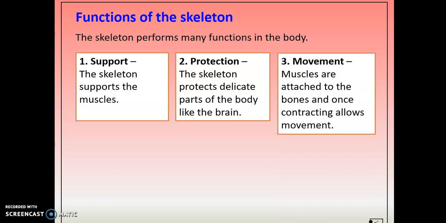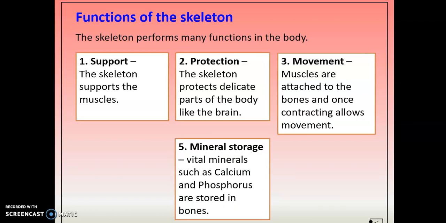Moving on, movement then. So I talked about this a little bit when we talked about support. Muscles are attached to bone and once contracting allow movement. So muscles are attached to bone via something called tendons, which we will look at when we look at the muscular system. And basically those muscles contract and relax, so get longer and shorter, which works like a pulley system to move the bones.